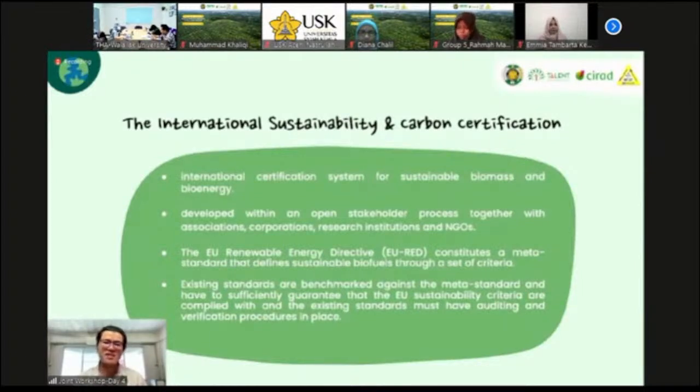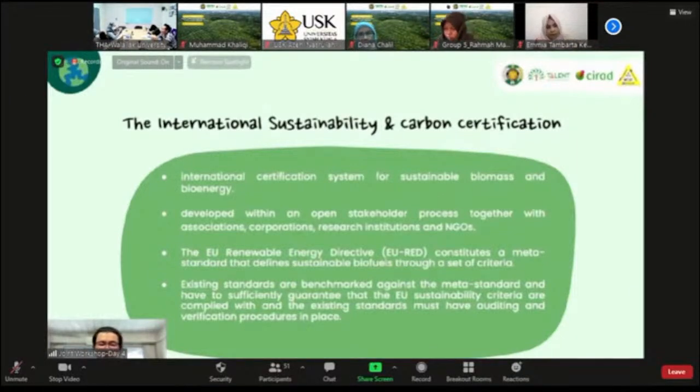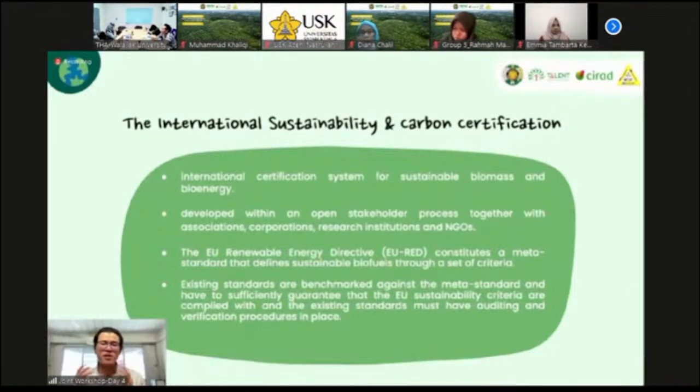The next one, what is ISCC? The International Sustainability and Carbon Certification, or ISCC, is an international certification system for sustainable biomass and bioenergy. ISCC was developed within an open stakeholder process together with associations, corporations, research institutions, and NGOs. Its established procedure aims to ensure the protection of natural habitats and to guarantee the environmental and social sustainability in agricultural production.